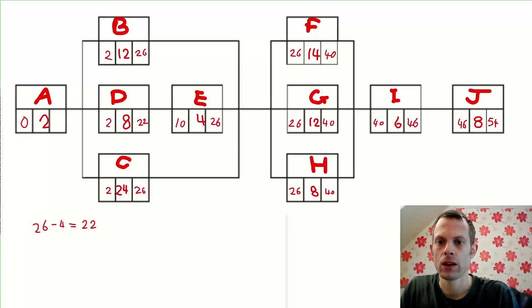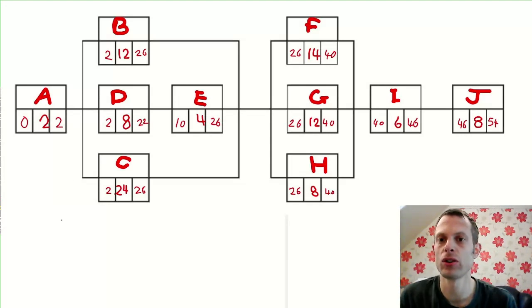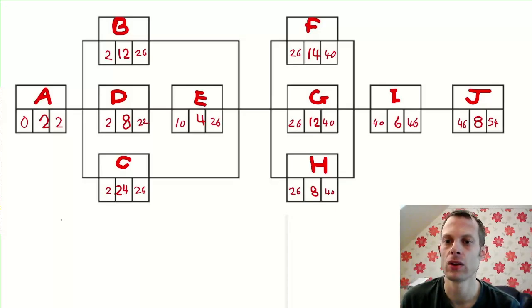And finally, we can get the late time for task A by checking all the possibilities: 26 minus 12, 22 minus 8, and 26 minus 24. The smallest of those is 2. In some cases, the numbers add up.